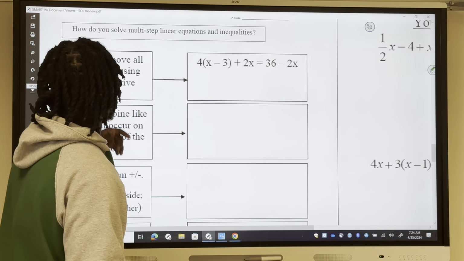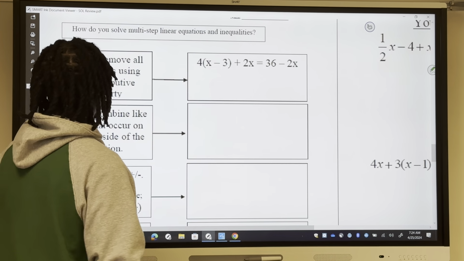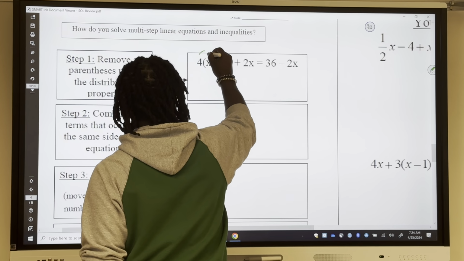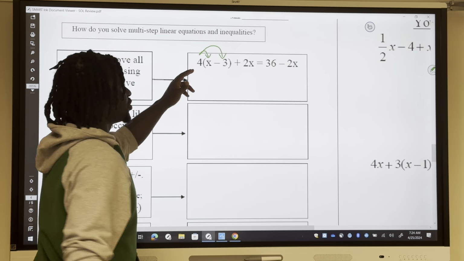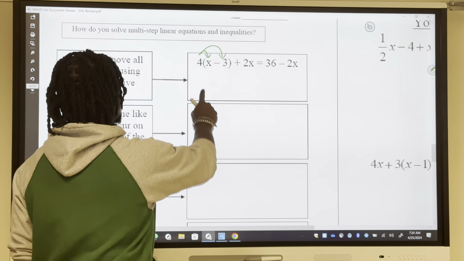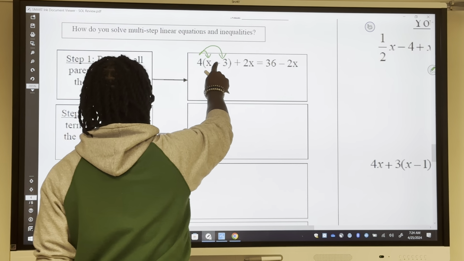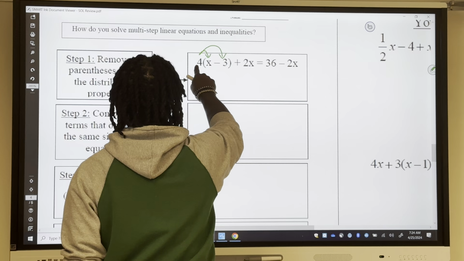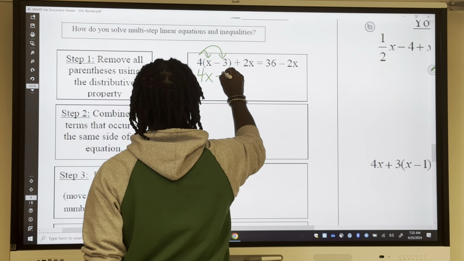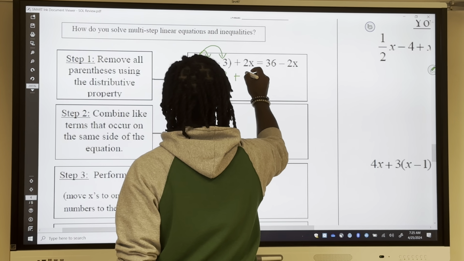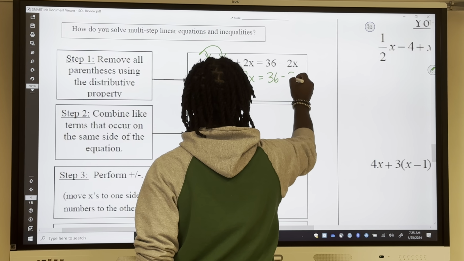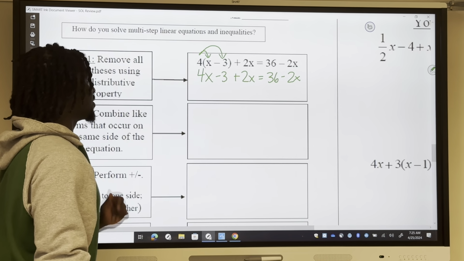In this one, we are going to remove all the parentheses by using the distributive property, which is what we've done. Remember, you've got to distribute, multiplying by both of the numbers on the inside. So 4 times x, and then 4 times negative 3. That is going to give me 4x minus 3 plus 2x equals 36 minus 2x. So that was step one.